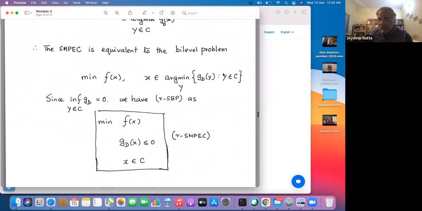Now the lower level objective function has become the dual gap function, and you have this sort of setup because here the minimum value is 0. So the value function reformulation is of this form. It's a nice reformulation, very simple.